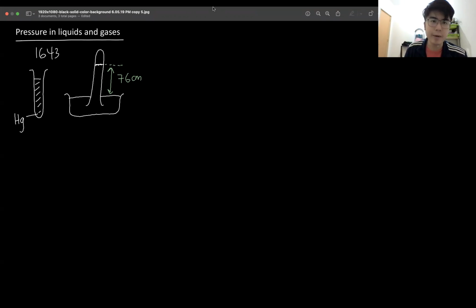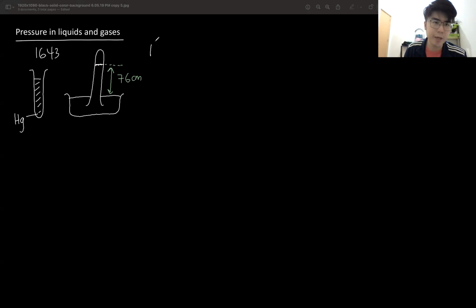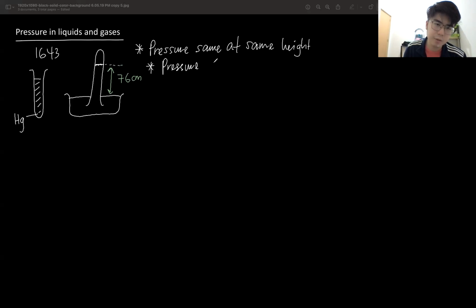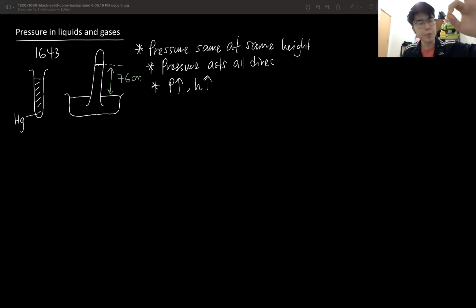You see, pressure in liquid. One characteristic of pressure in liquid is that pressure is the same at the same height. Okay, all these things you need to remember. First one is pressure same at same height. Another one is pressure acts in all directions, this one I wrote down just now, right? And the third one is that when the depth increases, pressure increases.